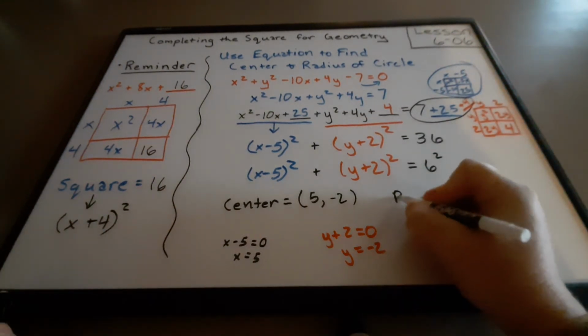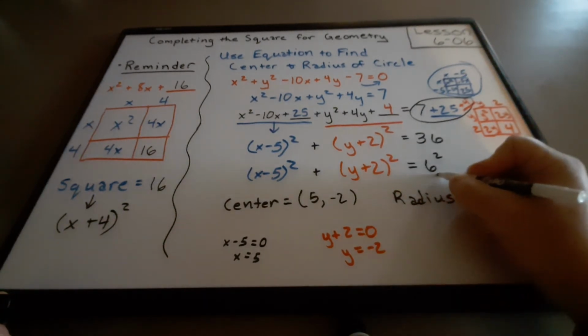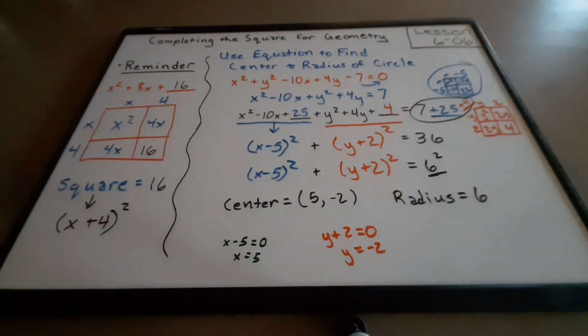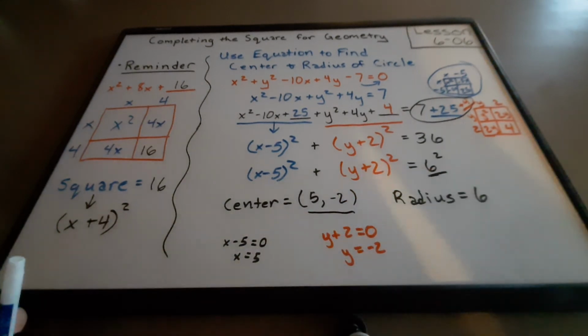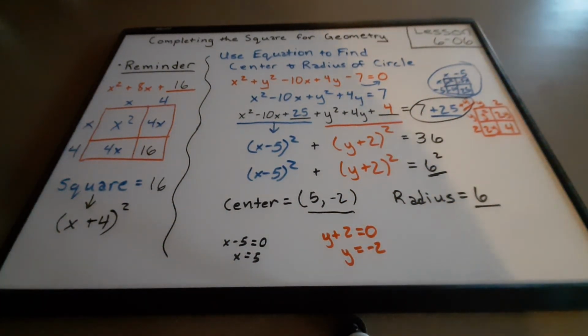The radius is exactly what we have right here. The radius has to be 6 units. Because we're doing a graph, we use units instead of inches or centimeters or anything like that. So this circle would be centered at 5, negative 2, and it would have a radius of 6.